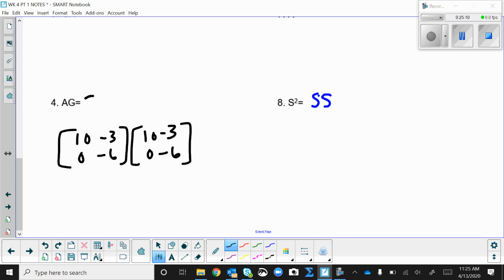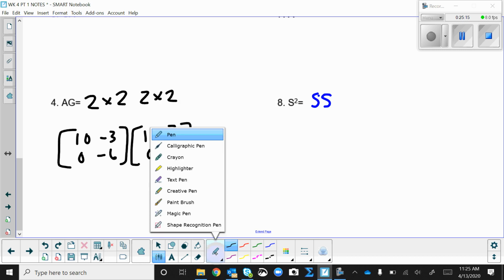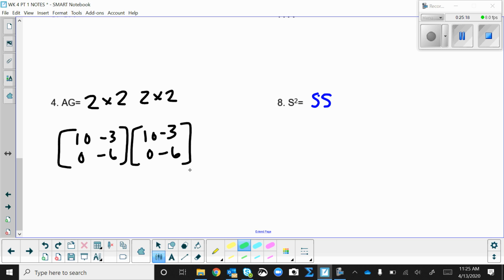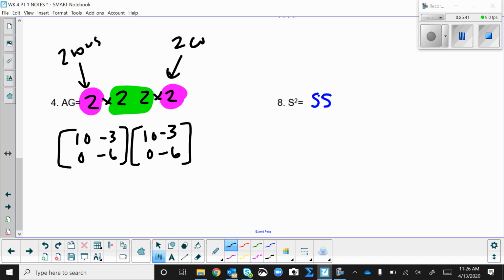But I'm still going to do this thing with the dimensions because repetition is good for you. So those two things are the same. That means yes, we can perform this multiplication. And my answer is going to have dimensions of 2 rows by 2 columns. So I'm going to set up my answer matrix like this. And that's where my answers are going to go.